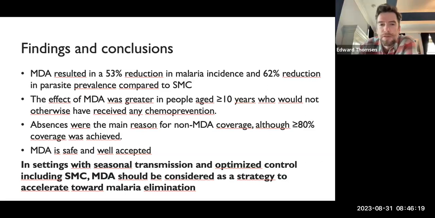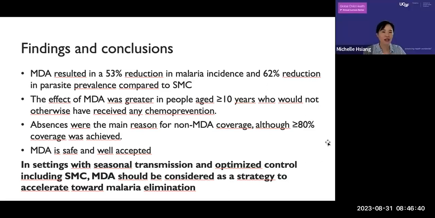Thanks, Michelle. That was really exciting stuff, actually. That was a nice talk. I just had a question about this finding that you have in bold at the bottom of this slide, and maybe I just missed this from the presentation. But in the arm that had MDA, were they also doing SMC? No. Okay. Yeah, I should have clarified that.